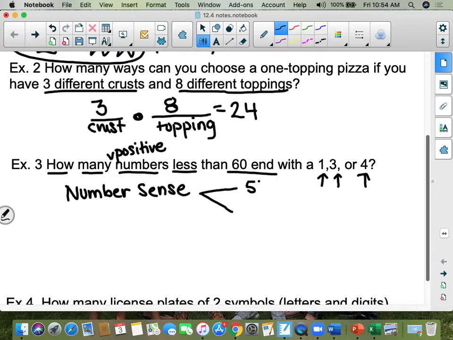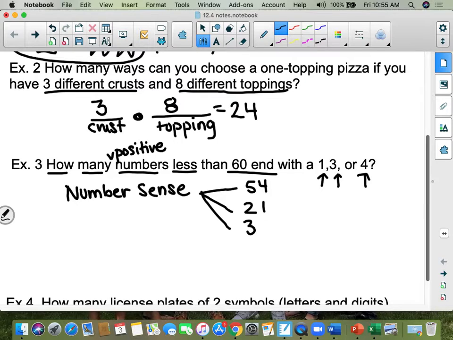Is 54 less than 60? Yes. Does it end in a 4? Yes, it ends with one of those numbers. What about 21? Is that number less than 60, and does it end with one of those 3 numbers? Yes. Let's do one more. How about the number 3? Is that a positive number less than 60 and end with a 1, 3, or 4?